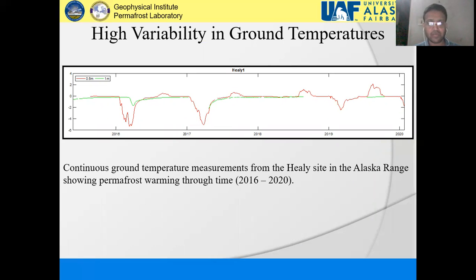Continuous ground temperature measurements from the Healy site situated in the Alaska Range are showing an overall warming trend. The red line represents 0.6 meter depth measurements, which shows a greater variability. Unfortunately, the colder temperatures are progressively no longer remaining cold as observed from the time frame from 2016 to 2020.